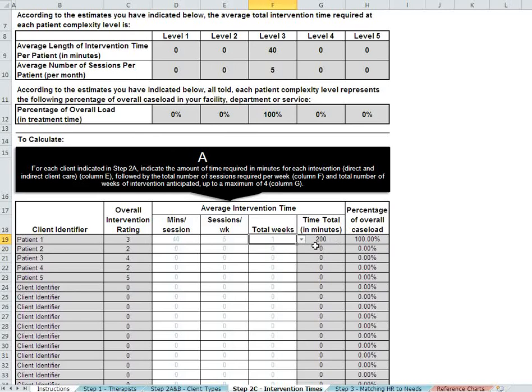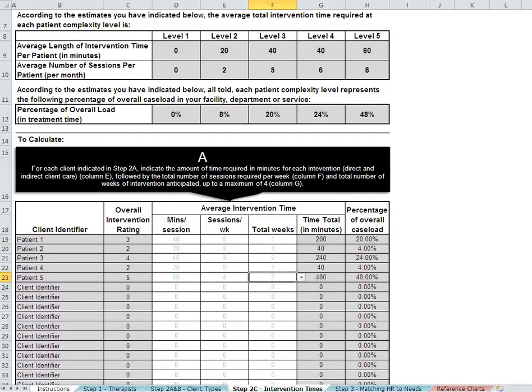So I've entered 1 here, and as you can see, you have the choice of selecting 1 through 4 only, and this is because the data capture is over a 4-week period. If you anticipate seeing your client longer than 4 weeks, that's fine. What you do is select 4, and that would indicate that you're seeing the client throughout the whole duration of the 4-week collection period.